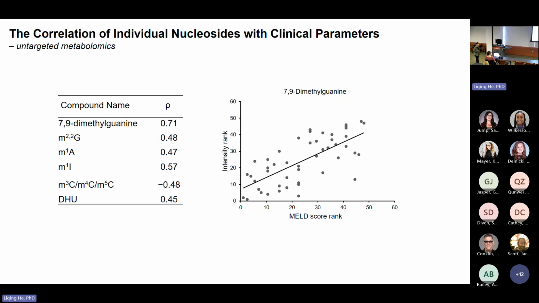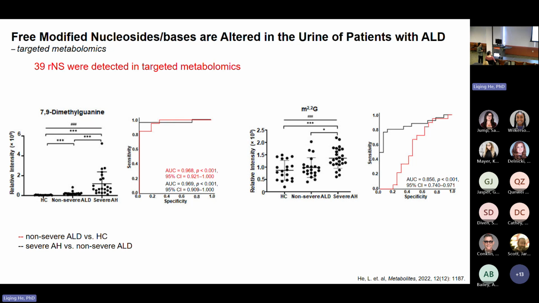Because in untargeted metabolomics we submitted all the polar metabolites to the system for detection, it may have a severe matrix effect. So we want to confirm whether 7,9-dimethylguanine is really correlated with the disease severity. So we used targeted metabolomics to confirm this result. We get a similar result for 7,9-dimethylguanine and m2,2G. These two can differentiate non-severe from severe AH, and 7,9-dimethylguanine also differentiates non-severe ALD from HC. And the AUC, see here, is pretty good.